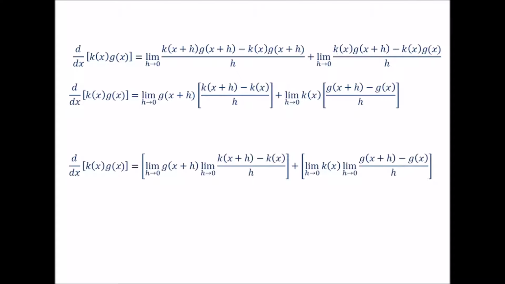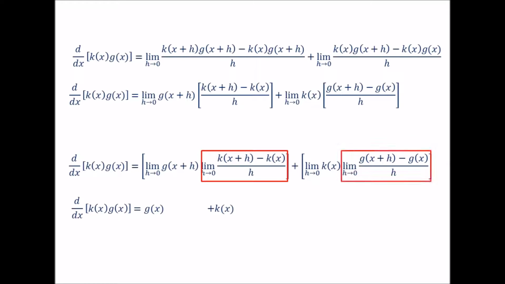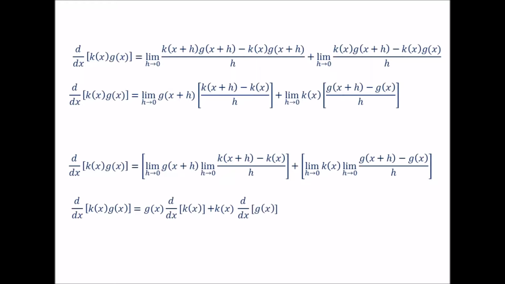Now, as of this point, it should be very obvious as to what our answer is going to look like. All that is left is to apply the finishing touches and evaluate the limits. So we proceed. Evaluating the first and third limit, we get g of x and k of x respectively for our rule so far. And then seeing that the limit of k of x plus h minus k of x over h and g of x plus h minus g of x over h respectively are the following form, and seeing that this form equals the derivative of a function, we then get the derivative of k of x and the derivative of g of x plugged in as follows in our rule.